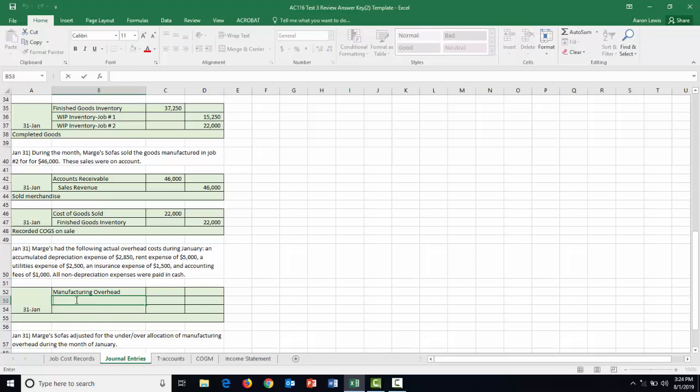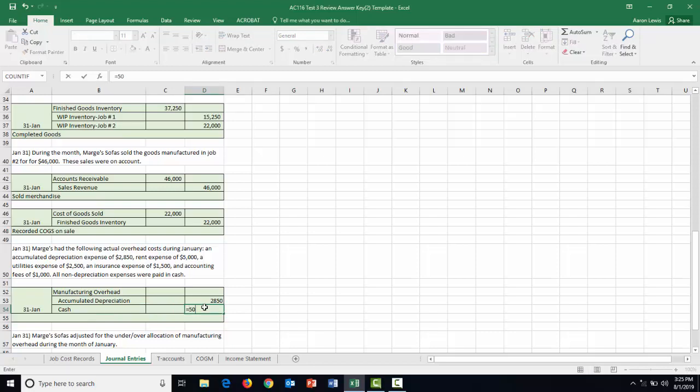The bottom line says that all non-depreciation expenses were paid in cash, so let's record the depreciation expense first. And that's going to be a credit to accumulated depreciation equal to the $2,850 given in the description. And underneath that, we are going to have a credit to cash for all of the non-depreciation expenses. Well, how much is that going to be? We can add it up in Excel.